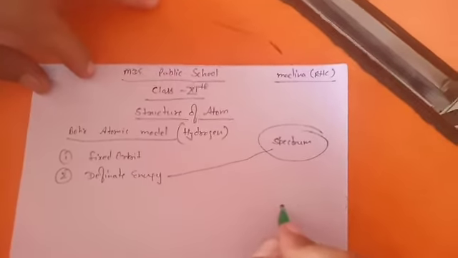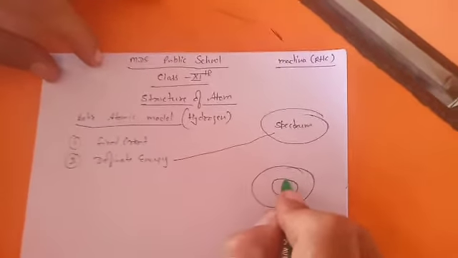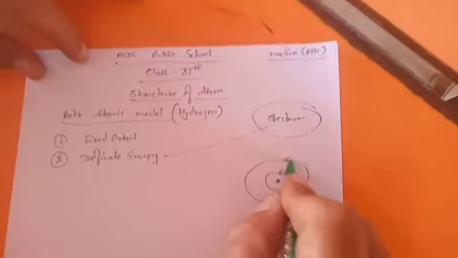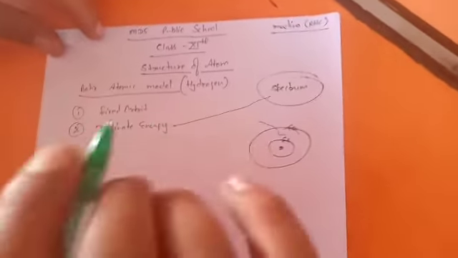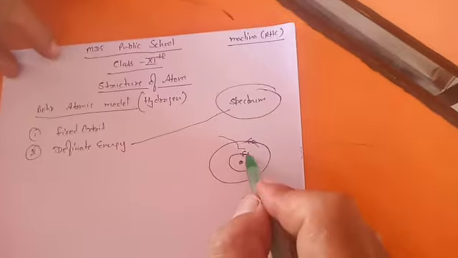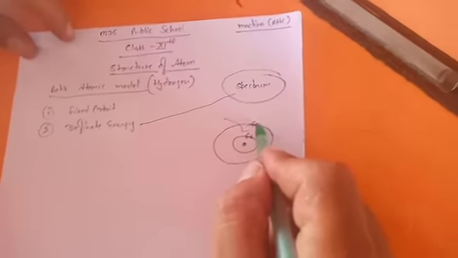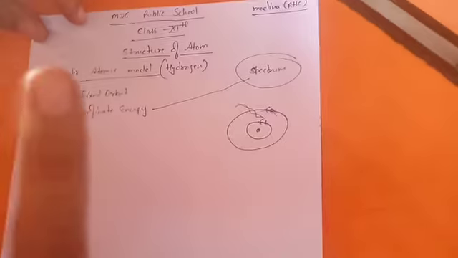Suppose this is the nucleus, first shell, second shell. If they have some fixed energy, then only they can absorb a certain frequency and emit a certain frequency, because the electron absorbs energy and jumps to this shell. So that particular frequency he will absorb only.